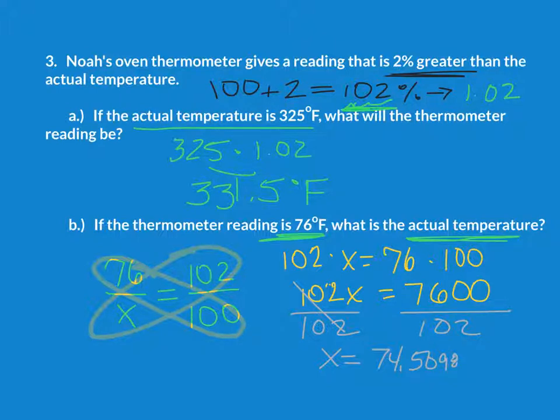I'm going to round that, and again, tenths place, hundredths place, it really doesn't matter unless you're told. I like the fact that this is a 0. That means I can just cut it off here. So that would be 74.5 degrees Fahrenheit.